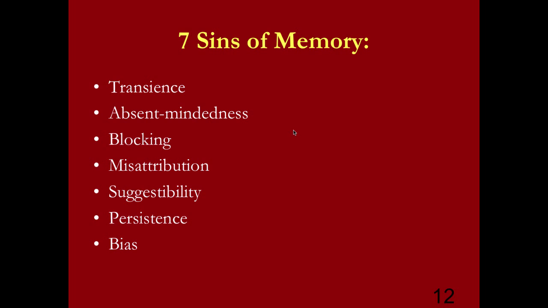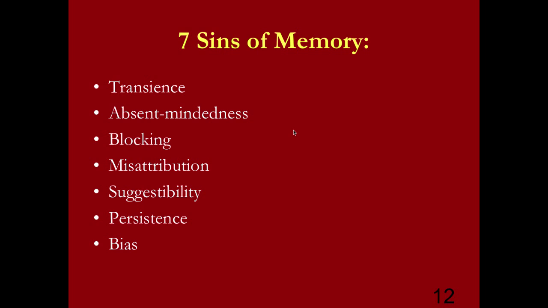The last sin of memory is bias. This is when our current views influence how we see the past. We edit or we rewrite our experiences. For example, if we got into an argument with one of our friends, we may have negative feelings about the entirety of our relationship.